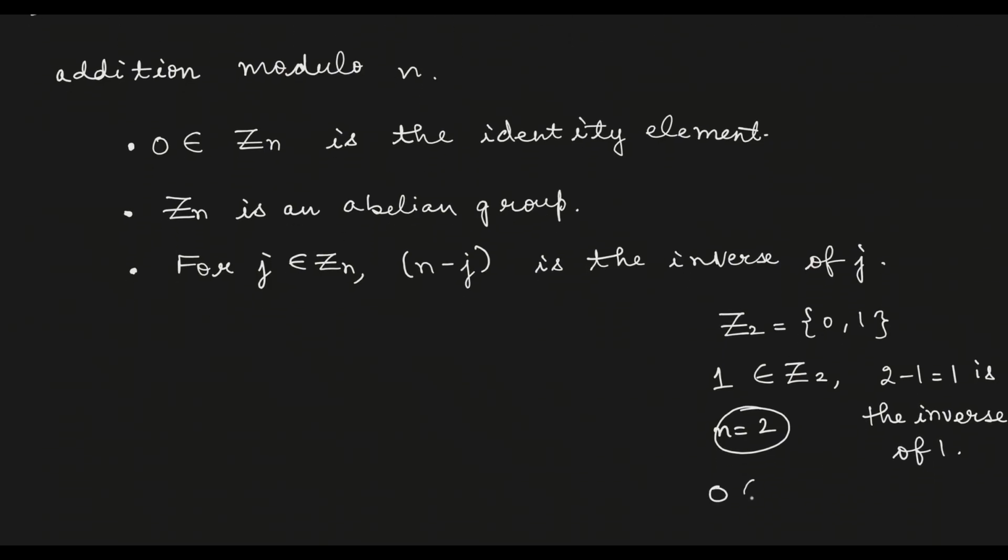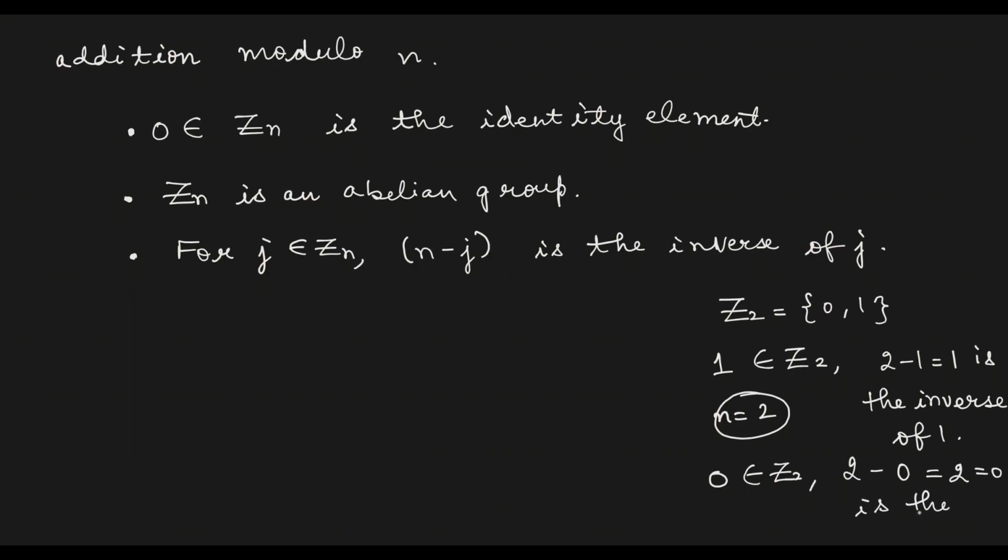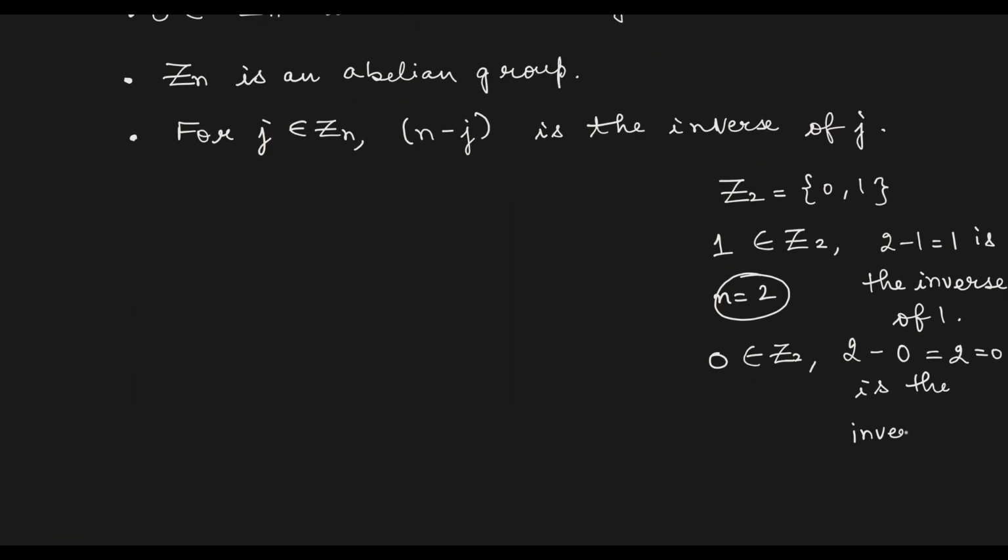And if 0 belongs to Z2, then 2 minus 0, this is 2, and modulo 2 will be 0. So this is the inverse of 0. This means that in Z2, 0 and 1 are self-inverse elements.